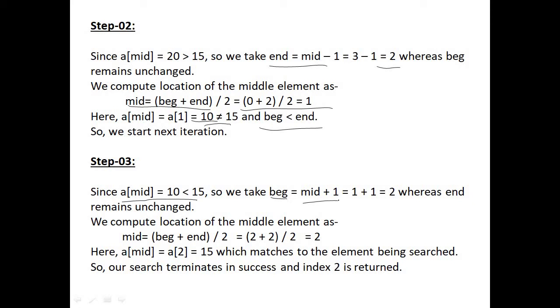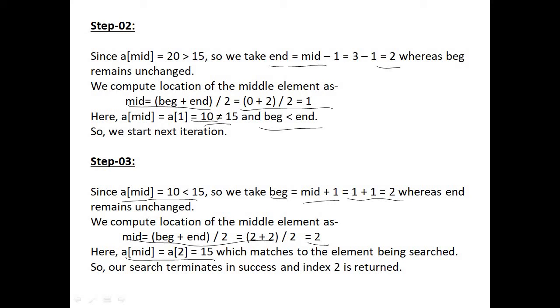So begin equal to mid plus 1, 1 plus 1, 2, whereas end remains unchanged, the same as earlier. So mid equal to begin plus end by 2, 2 plus 2 by 2, means 2. We are checking the second cell. So a of mid, a of second cell, is equal to 15. So we found the element and we go outside. If not, then the same process will repeat.